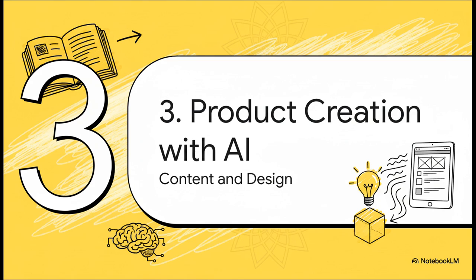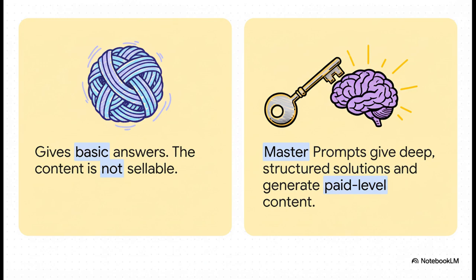First, you need the content, the actual information and guidance inside. And second, you need the design, how it all looks and is presented. Now for the content, we use AI tools like ChatGPT. But, and this is a huge but, there's a critical difference in how we use it. If you just use normal basic prompts, you're going to get basic, generic answers. And honestly, that kind of content isn't sellable.